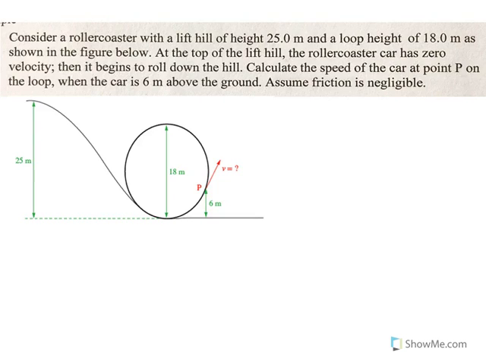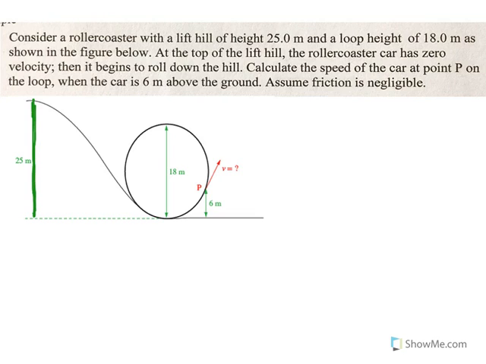Okay, so let's look at an example. In your notes you've got this roller coaster, so let's have a look at this example. Here's our roller coaster. We're considering a roller coaster with a lift hill height of 25 metres, so there we are over here, 25 metres, and a loop of 18 metres as shown.